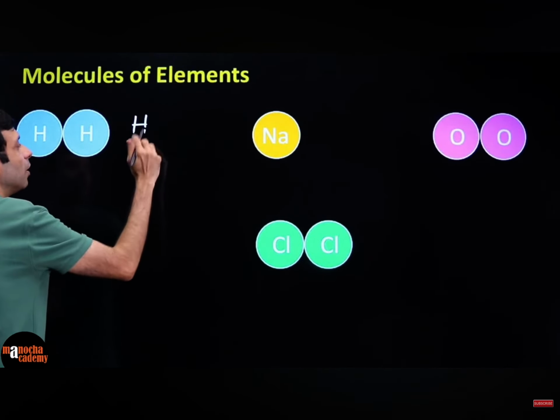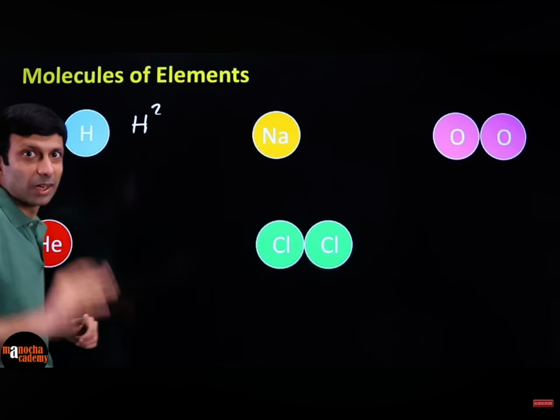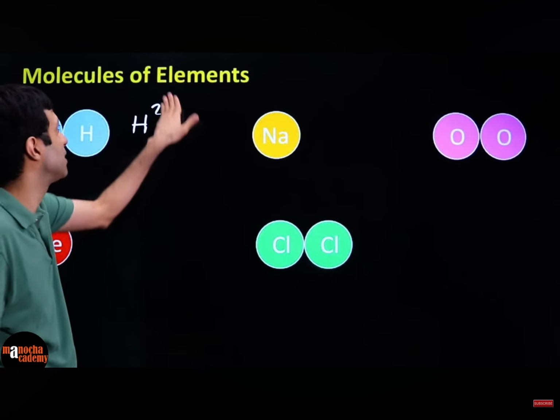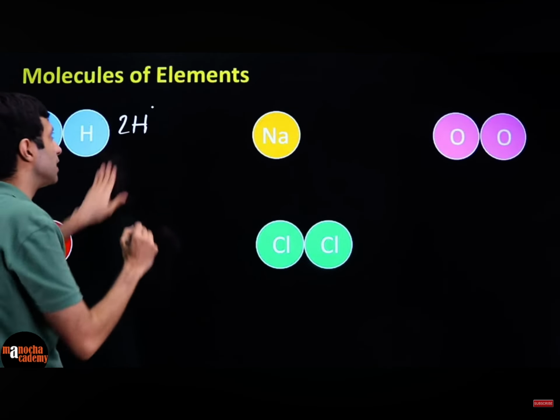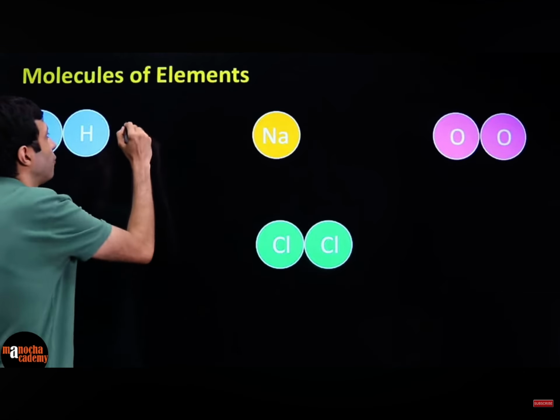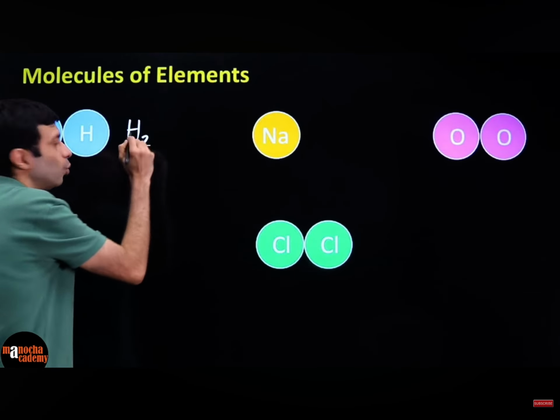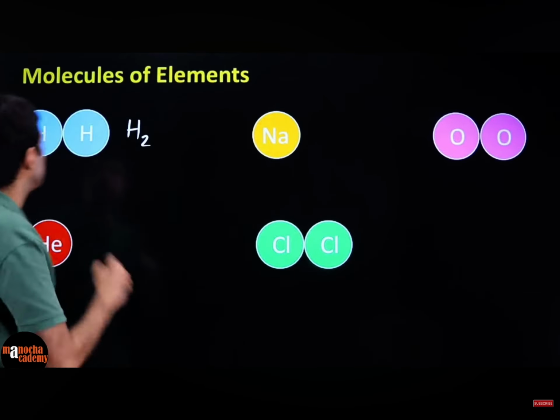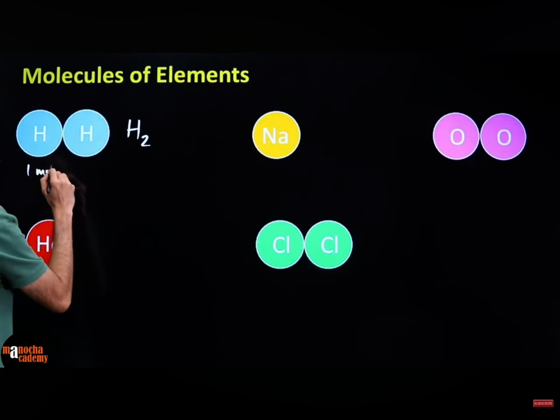But please remember, you don't write the 2 here. That looks like an H square. It looks like a mathematics class. Do not write it here. This has a very special meaning. So we have to write it as H2 with the 2 as a subscript here. So this is one molecule of hydrogen.